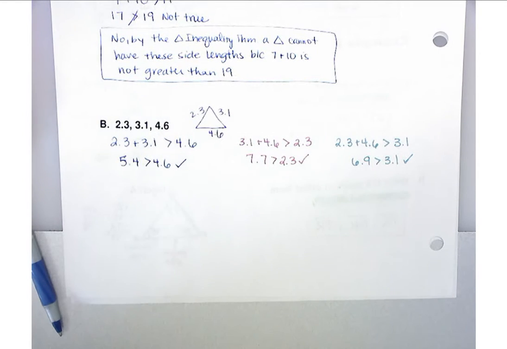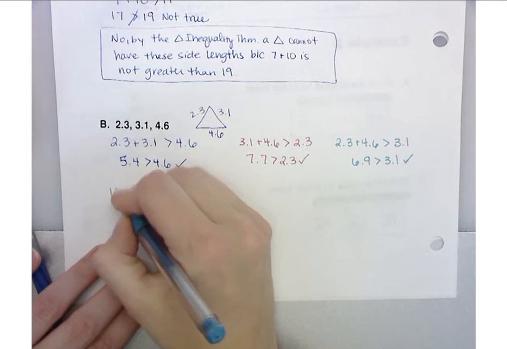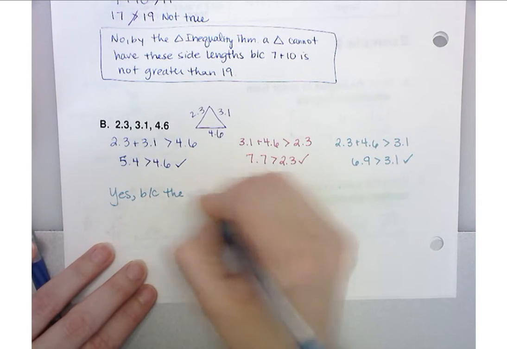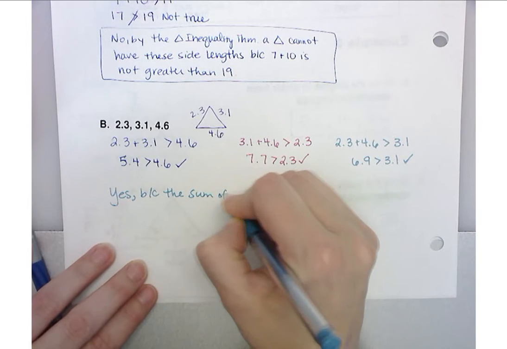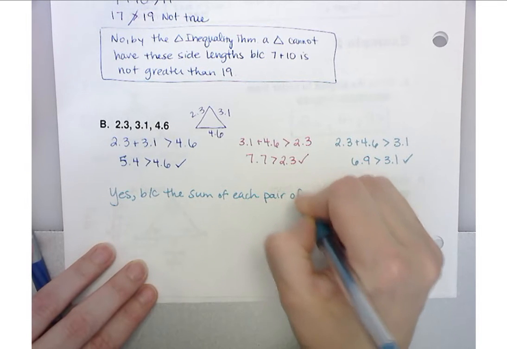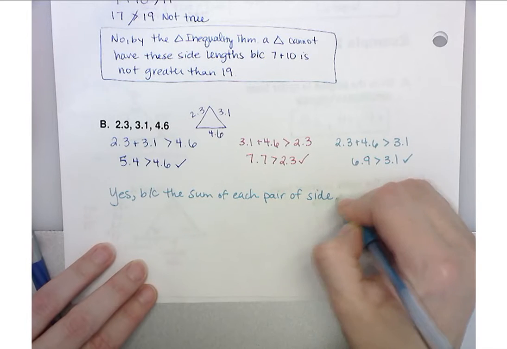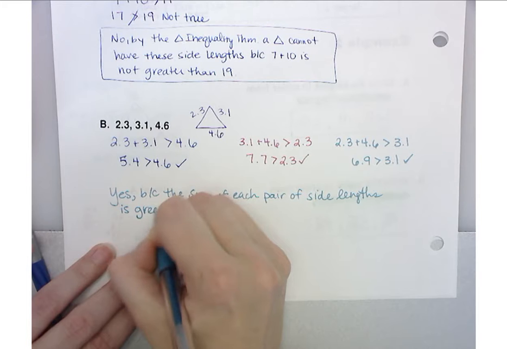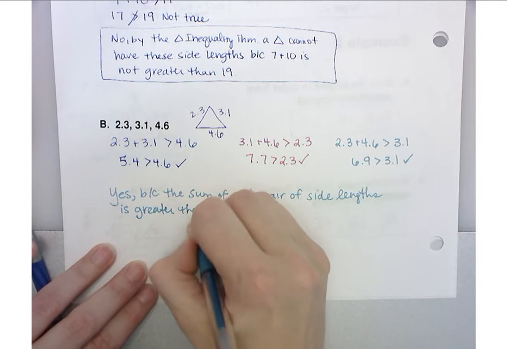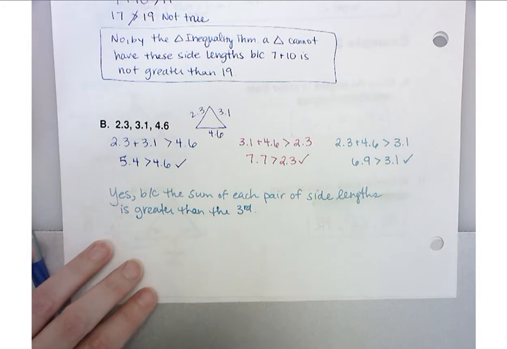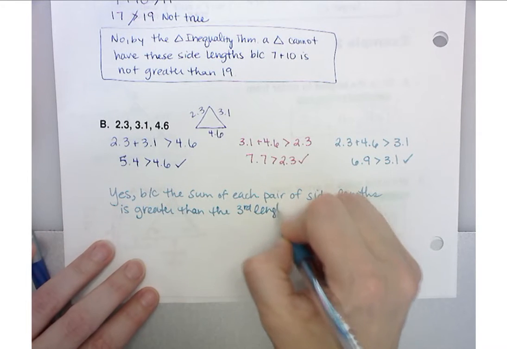of the other ones. All right, so now that we know that this works, we would say yes, because the sum of each pair of side lengths is greater than the third. There, I said this third length.